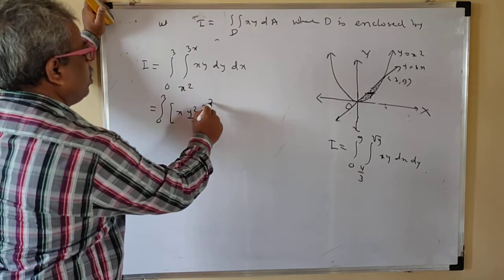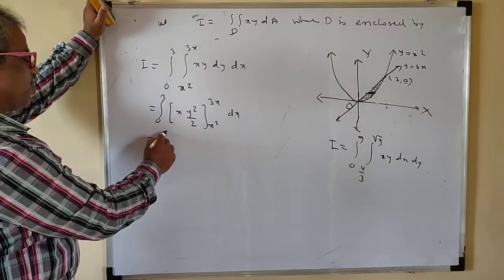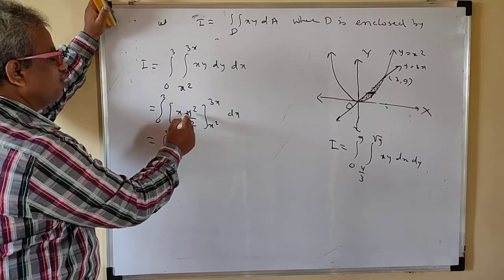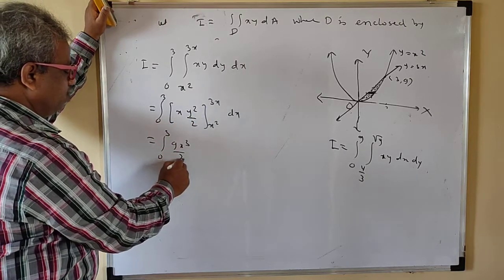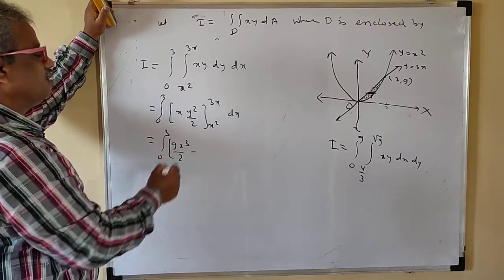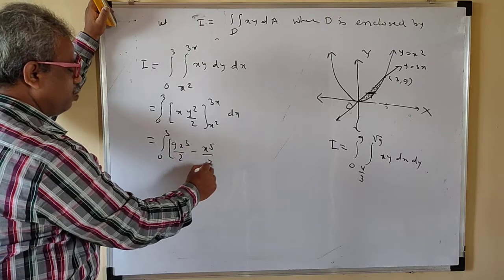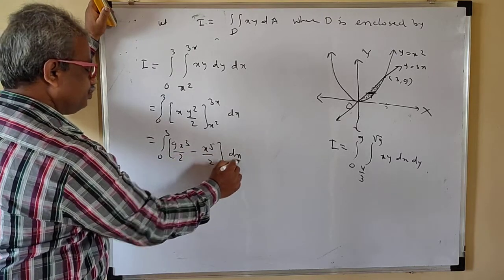Then this is x square times 3x dx. There is a single term only, so no need for a curly bracket. We directly put x is equal to this. So 3x square, so this is 9x square. So this is 9x cube by 2, 9x cube by 2 minus x to the power 4, so that is x to the power 5 upon 2. So this is dx.